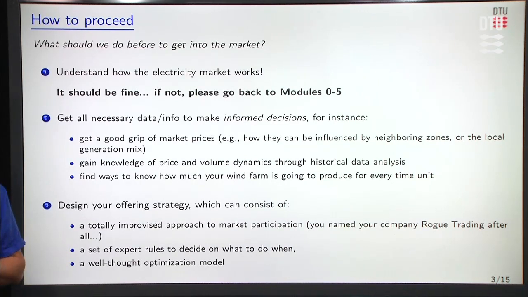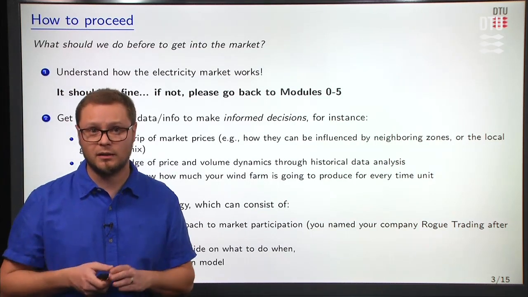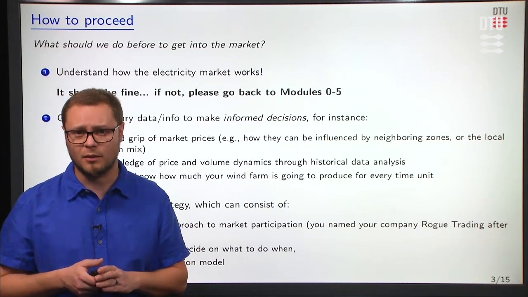For the volume, we already said that we would assume they're going to be accepted through market clearing, and for the price, this should be zero, since the marginal cost of producing a unit of wind power generation is zero, and we don't consider any kind of subsidies or support here. The type of offering strategy we may consider may be a totally improvised approach to market participation, while you named your company Rogue Trading in the first place, so that must mean something.